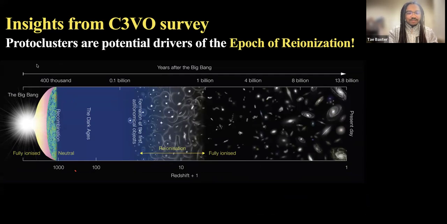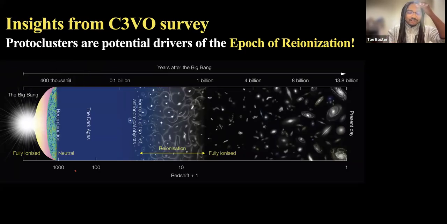So this plot here shows the evolution of our universe, going from the Big Bang to today, 13.8 billion years later. So in the early universe, it's very hot, it's been cooling, and you had atomic nuclei, protons, and electrons coming together during the epoch of recombination. And then you have this dark age where not much was going on until the first stars started to turn on.